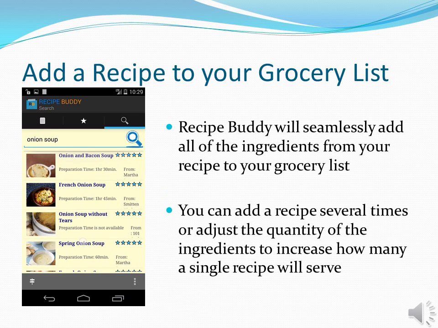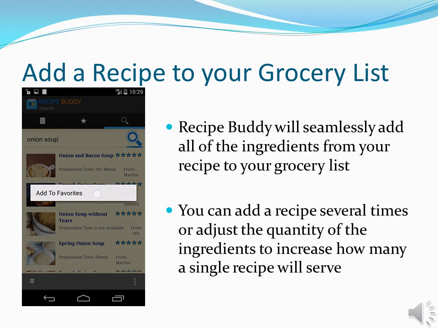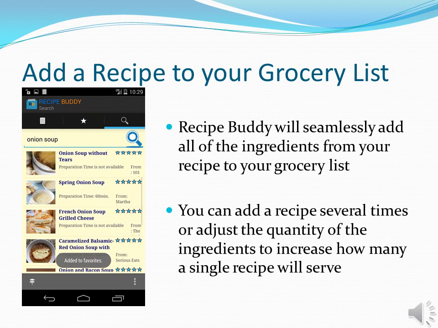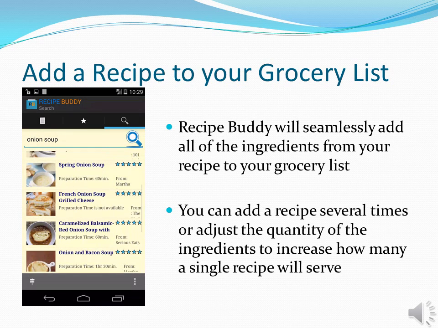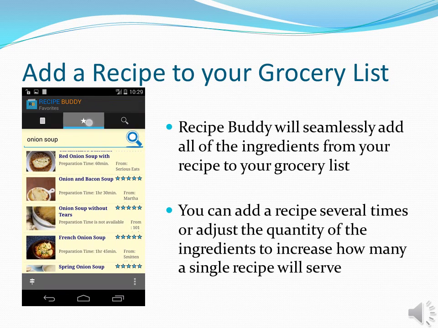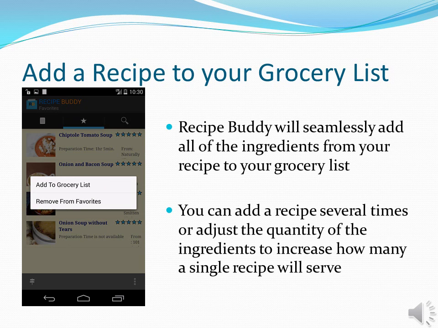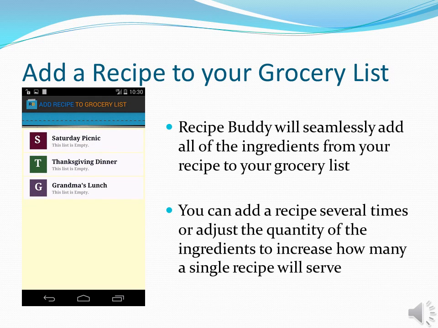There's multiple onion soups. I can add them to my favorites. Let's say a French onion soup without tears, onion and bacon soup. I can add all these to my favorites. But the one that I want to actually have at grandma's house will be the French onion soup. So I long press on French onion soup and I add it to the grocery list. It's going to ask me which one I want to add it to. So I'm going to click grandma's lunch.